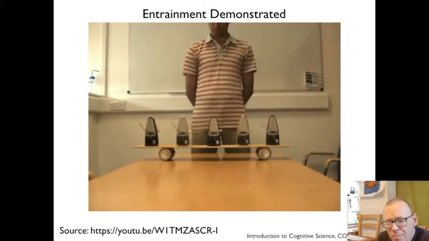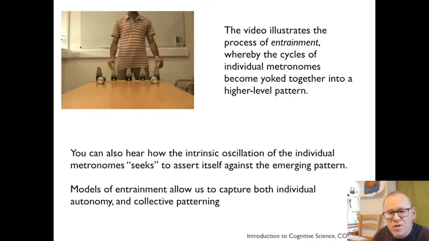Now, in that example, the metronomes are in touch with each other, as it were. They influence each other through small vibrations in that board that are transmitted sitting atop the two cans. The process by which the metronomes fall into lockstep is a process of entrainment. So they get yoked together into a higher level pattern, such that each of the components works towards the pattern.